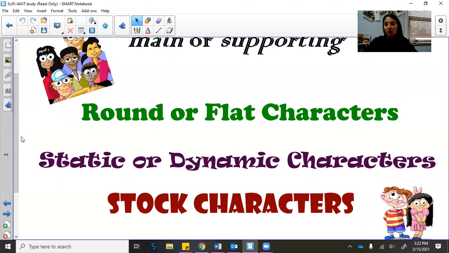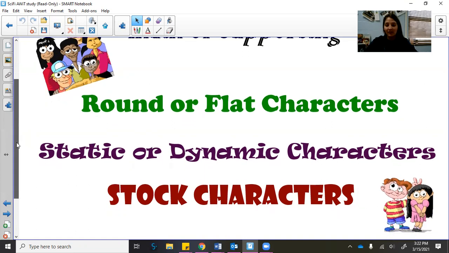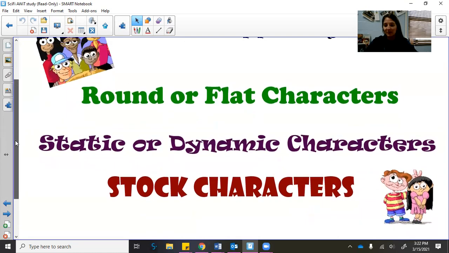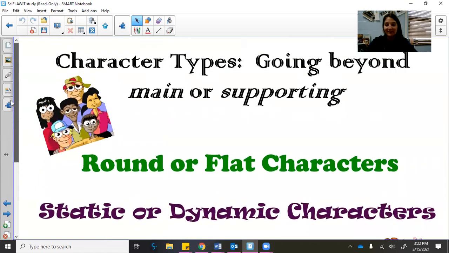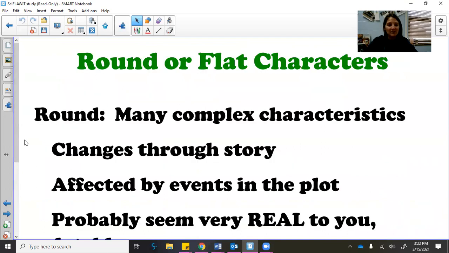Today we're going to be talking about round or flat characters, static or dynamic characters, and then stock characters. And then I have nice photos with characters with creepy eyeballs apparently in there. Here we go. The first thing that we're going to talk about today are round or flat characters. This is just being more specific about what the role is of the character in the story.